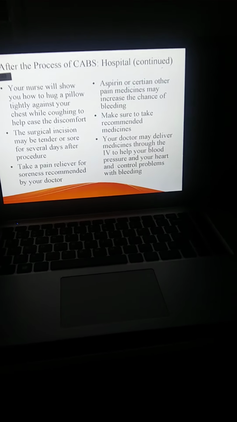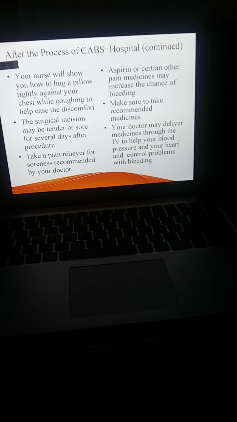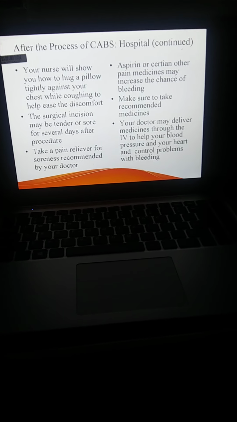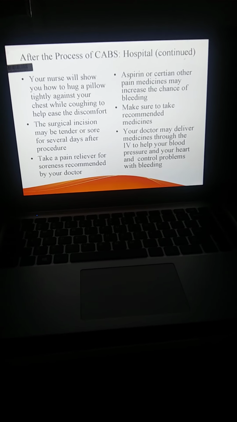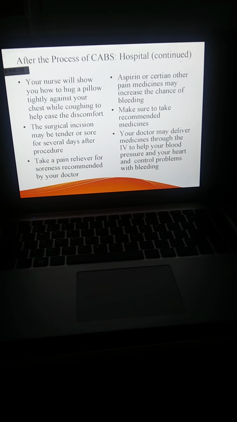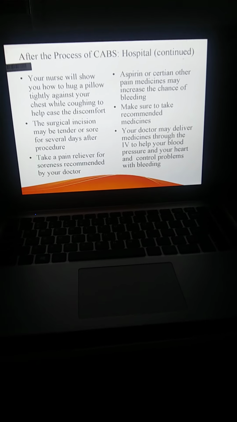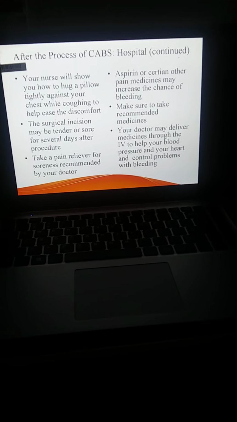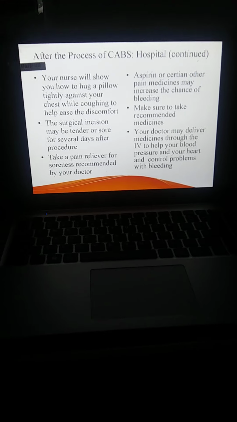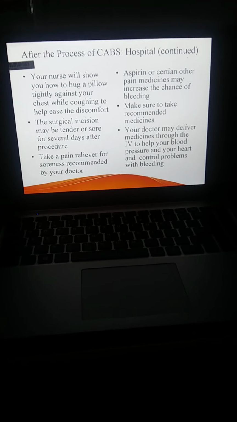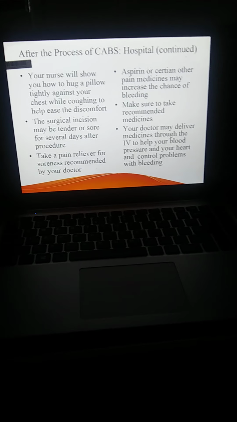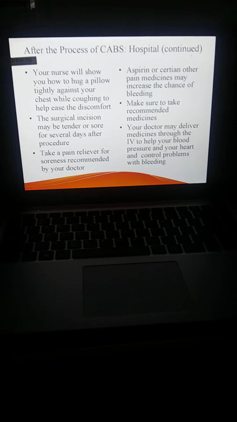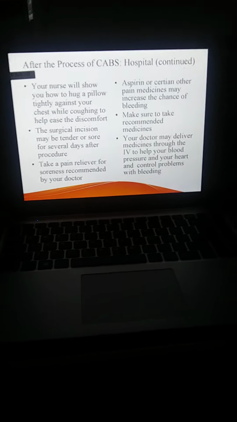Your nurse will show you how to hug a pillow tightly against your chest while coughing to help ease the discomfort. The surgical incision may be tender or sore for several days after the procedure. Take a pain reliever for soreness recommended by your doctor. Aspirin or certain other pain medications may increase the chance of bleeding. Therefore, you must make sure to take only the medications recommended by your doctor.